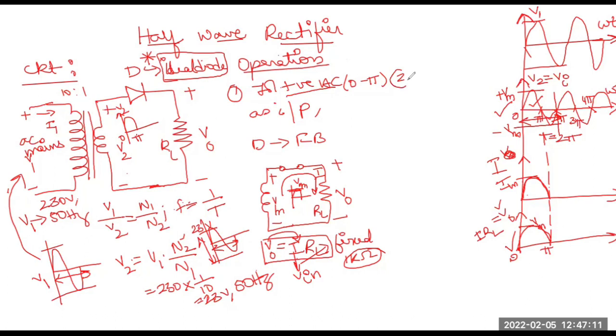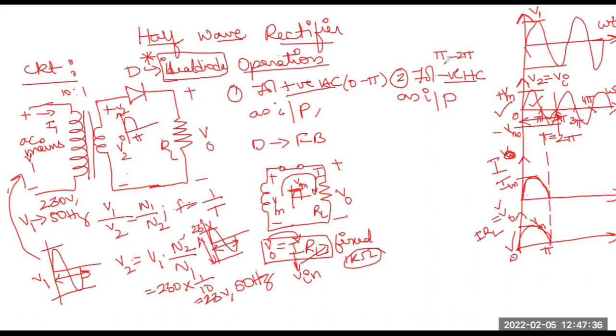Clear? Clear, ma'am. Then let us move on to the next part. That is for the negative half cycle as input. So negative half cycle extends for which period? Negative half cycle, pi to 2 pi, ma'am. Yes. Why I'm mentioning these periods, later you will understand.